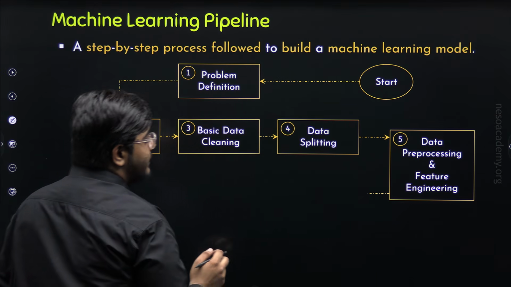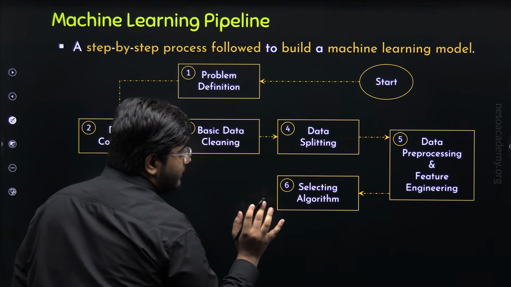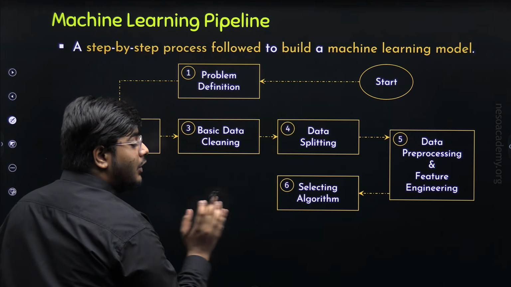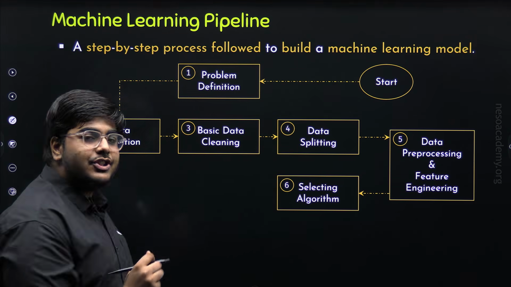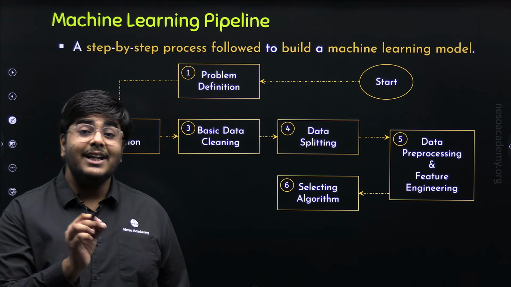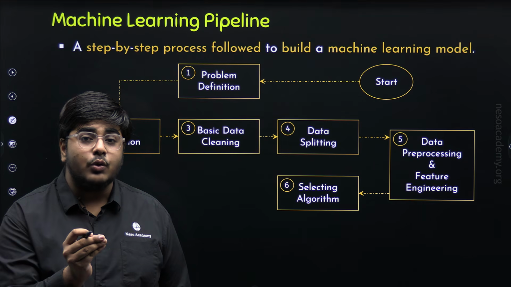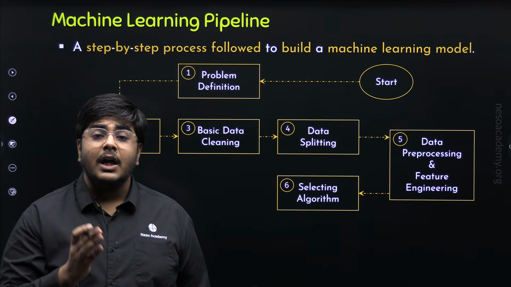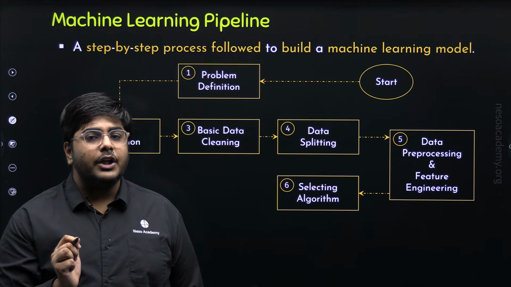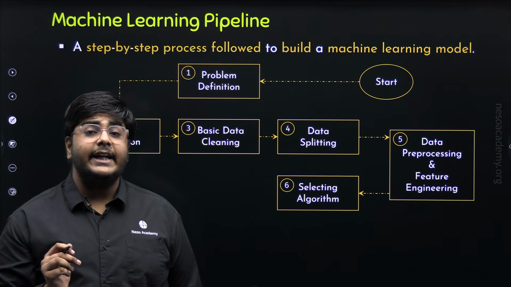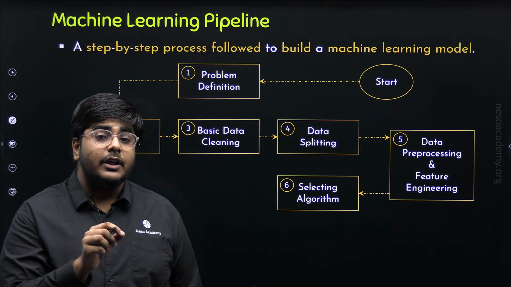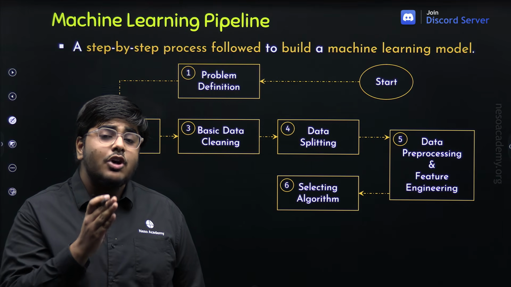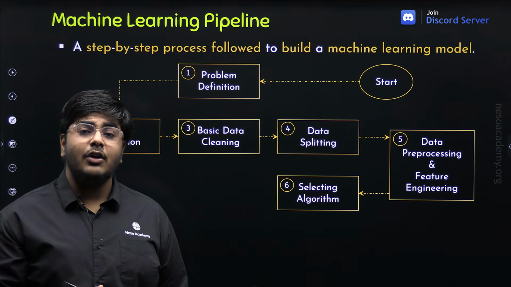After that, the sixth step is selecting algorithm. That means we need to select an appropriate machine learning algorithm for the machine learning model. So what is a machine learning algorithm? A machine learning algorithm is the method or approach used by the machine learning model to learn patterns from the data. I have explained to you that a machine learning model learns patterns and features from the data. So the approach or method used by the machine learning model to learn patterns from the data, that approach or method is known as a machine learning algorithm.